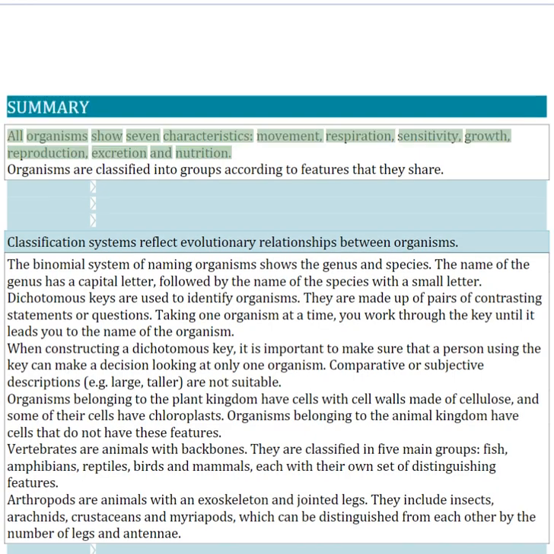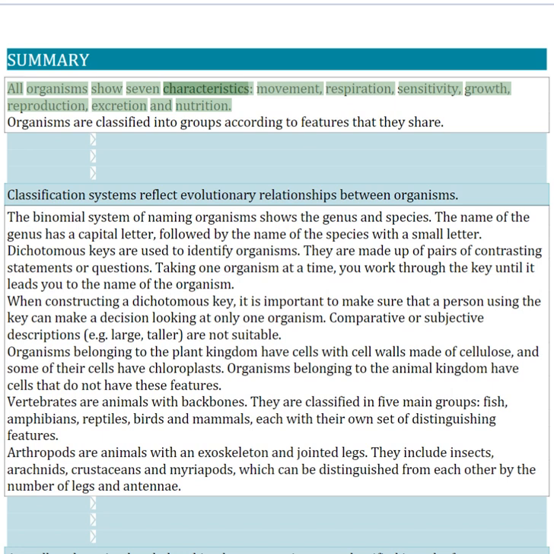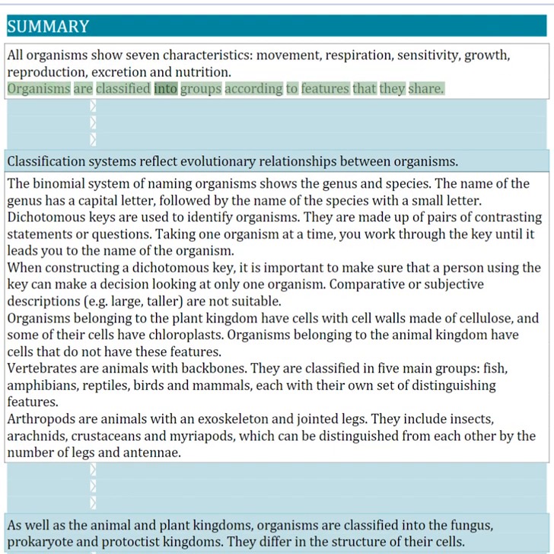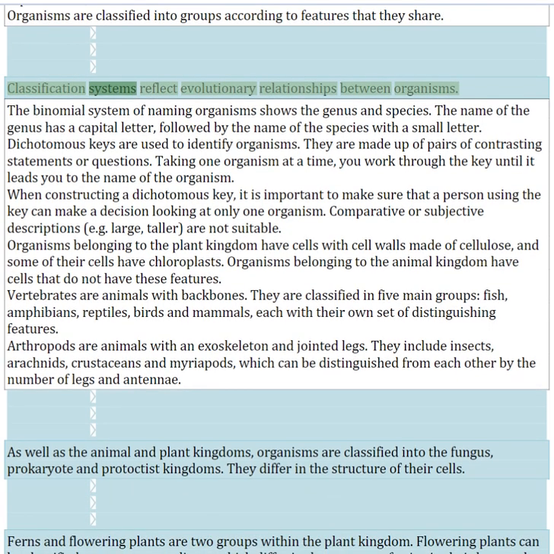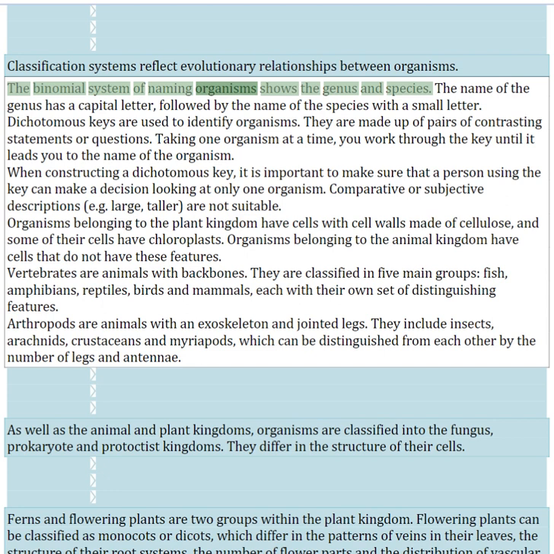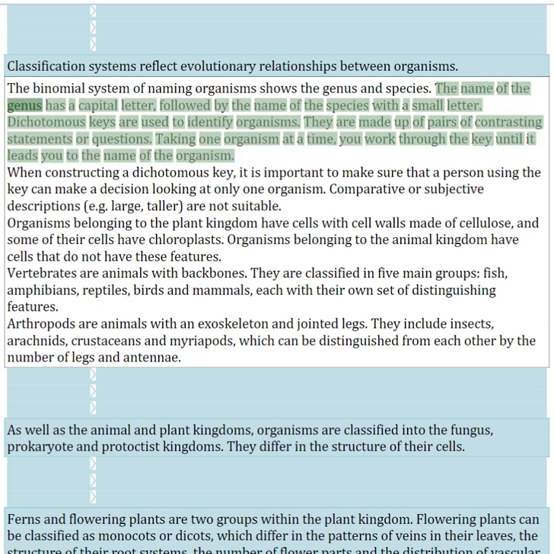Summary. All organisms show 7 characteristics: movement, respiration, sensitivity, growth, reproduction, excretion and nutrition. Organisms are classified into groups according to features that they share. Classification systems reflect evolutionary relationships between organisms. The binomial system of naming organisms shows the genus and species. The name of the genus has a capital letter, followed by the name of the species with a small letter.